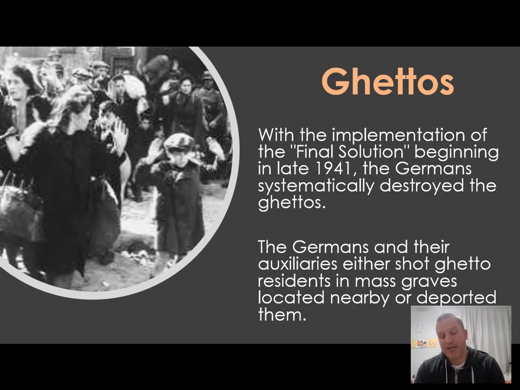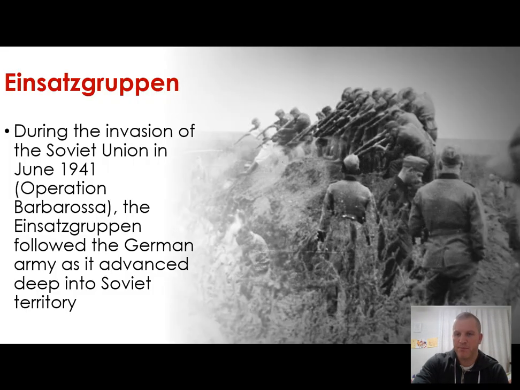Some ghettos would last a couple of days, some would last a couple of years, but as they start to implement the final solution by late 1941 into 1942, they start to liquidate or destroy the ghettos. Because during this time period they have the meeting at what's called the Wannsee Conference, where they decide we need to remove the Jews, take them to the general area in Poland, and that's where they decide they're going to start killing them.